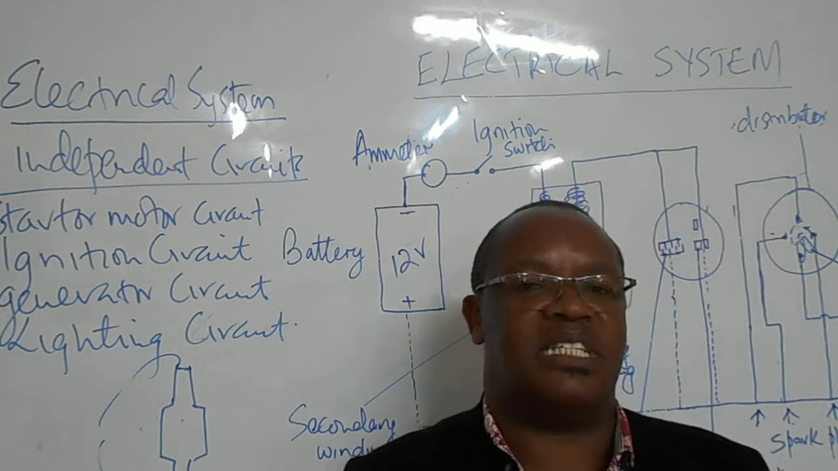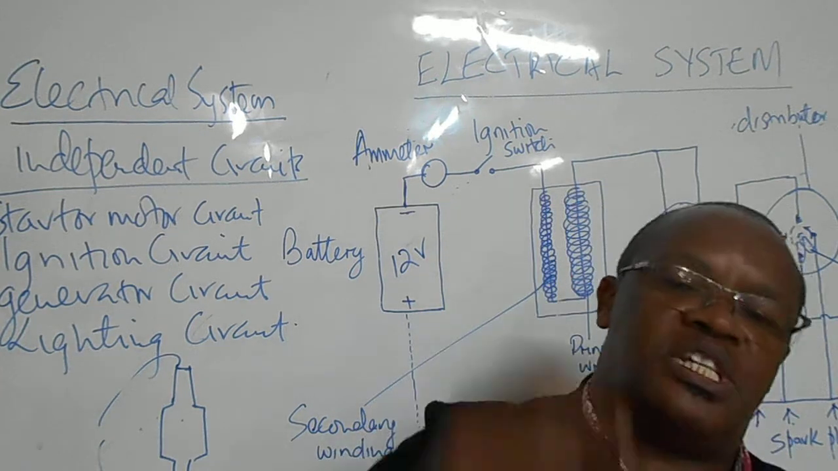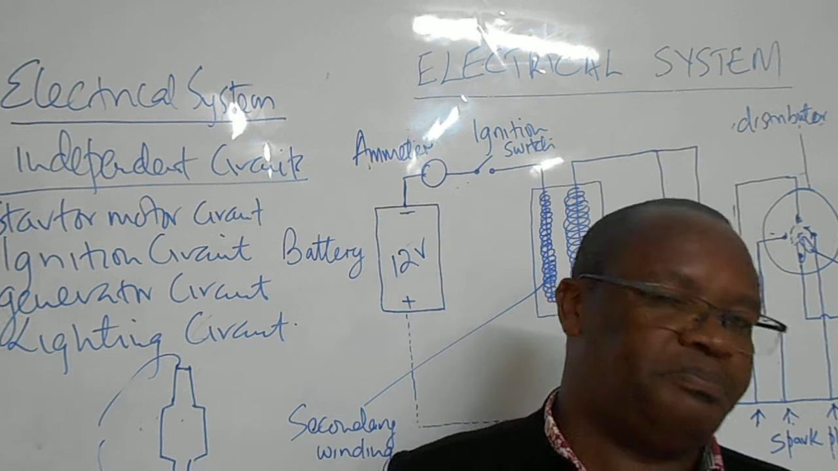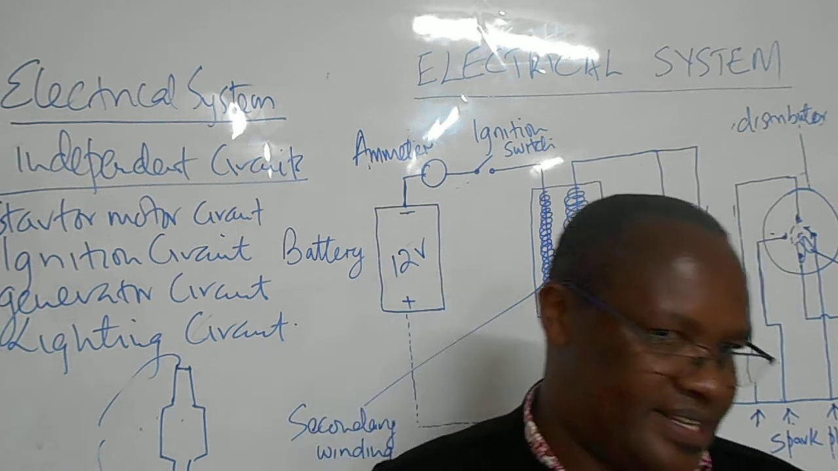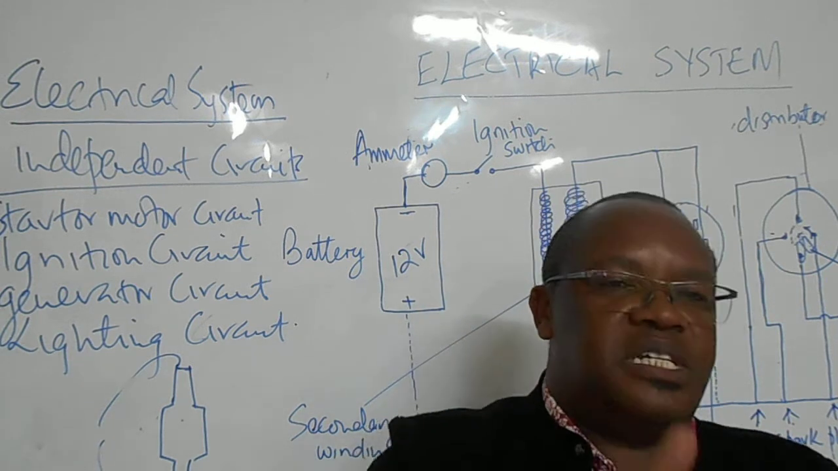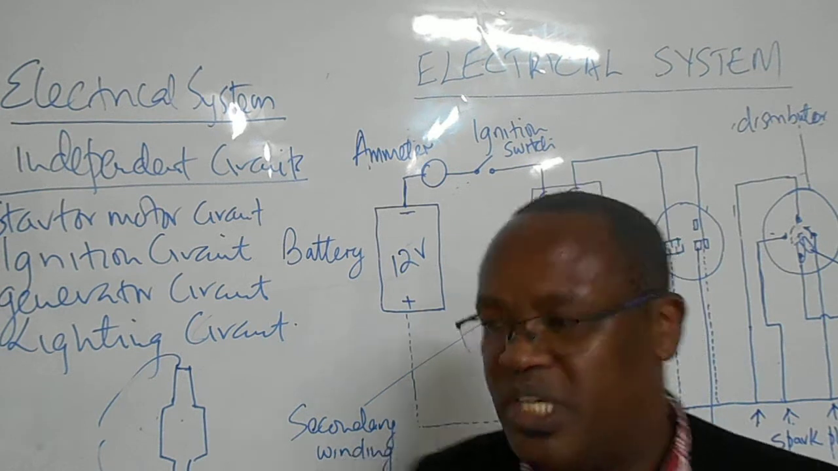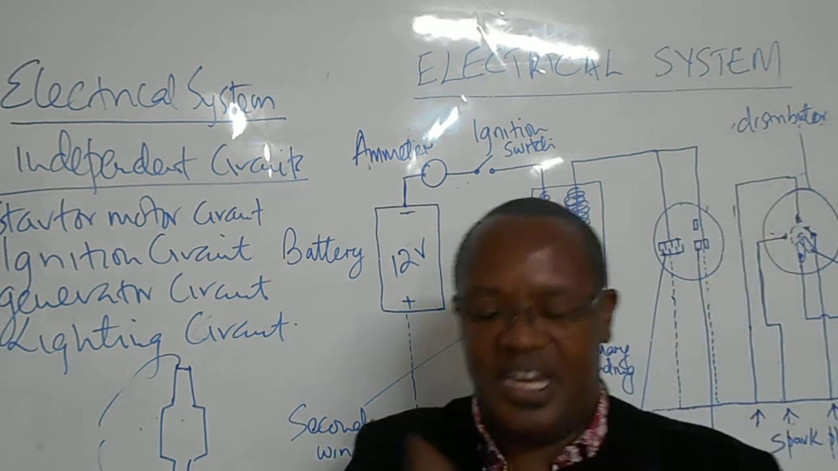One thing you need to note is that the distributor ensures that the sparks are produced at different times, in different cylinders, in different combustion chambers. This is what we call an established firing order. So it is possible to have the first plug producing a spark, then you go to the third one, then the second one, then the fourth one. That is the firing order.